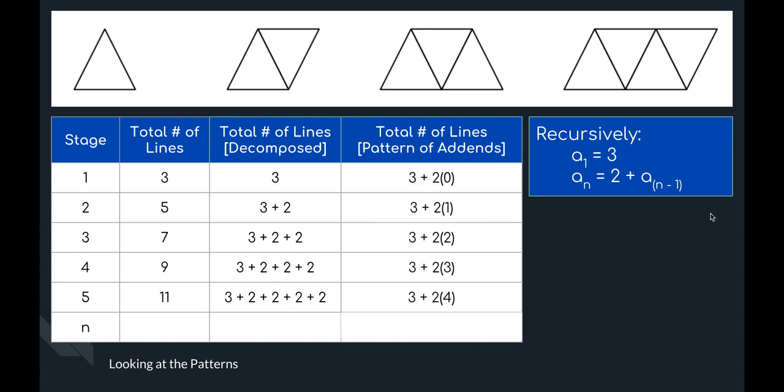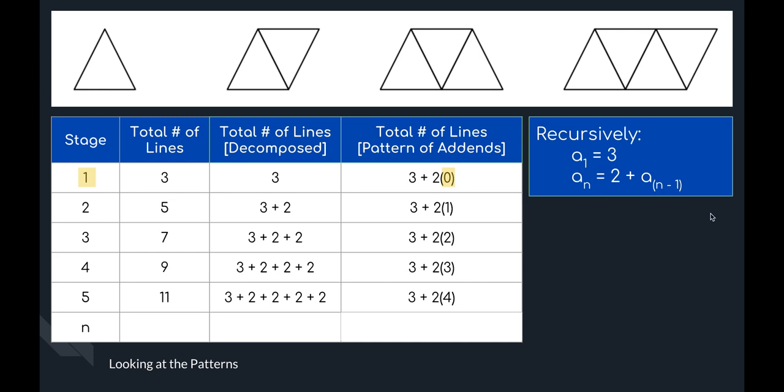In the first stage, we have 3 plus no addends of 2. In the second stage, we have 3 plus 1 addend of 2. In the third stage, we have 3 plus 2 addends of 2, and so on. At this point, we want to draw students' attention to the stage and the number in the parentheses.